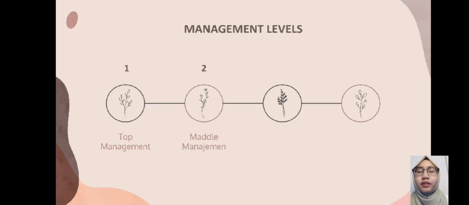Next is middle management, which usually consists of managers, heads of division or department, or branch heads. For the intermediate level of management, the skills required include conceptual skills, communication, decision making, time management, and also technical skills.